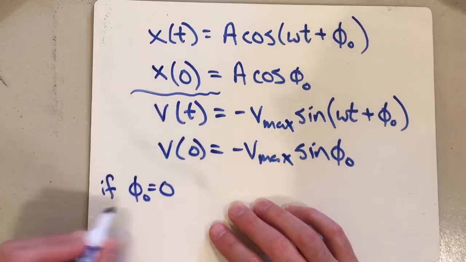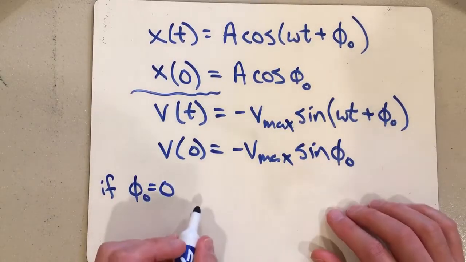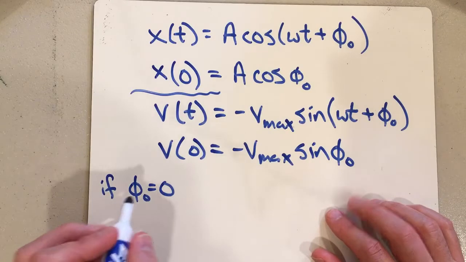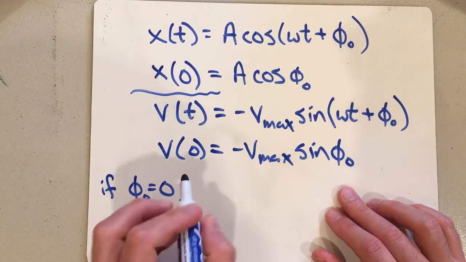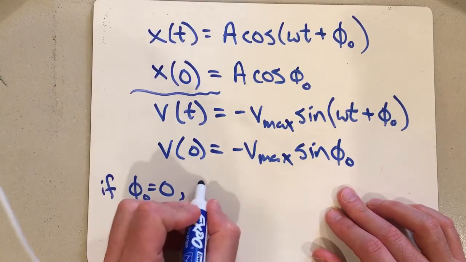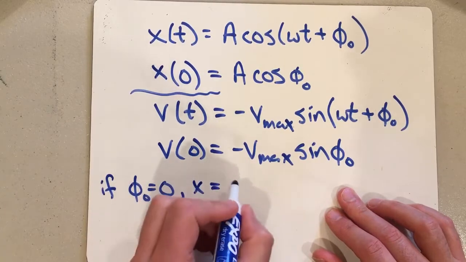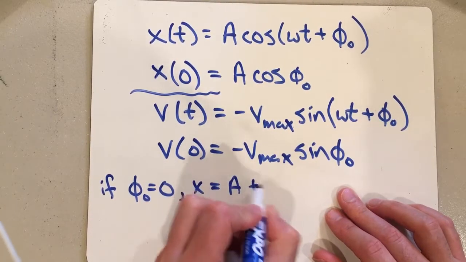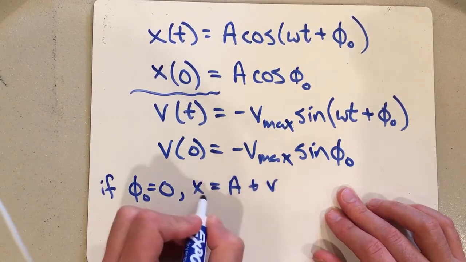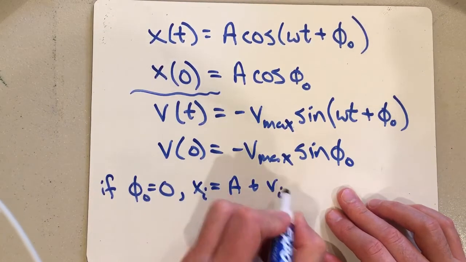And so you can go through and ask yourself again, okay, let's go back to the beginning. If I say the phase shift is 0, well, we already knew what we got for x. We said x equals A, and this is v initial.